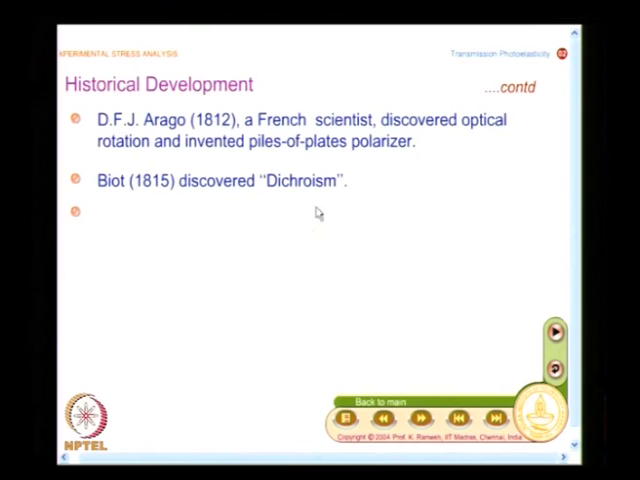This is important from the point of view of the Polaroid sheet that we have. I have simply said that if you put a Polaroid sheet, the natural light becomes polarized. How it functions as a polarizer, we have to understand. That understanding is better, because we are going to use the Polaroid sheet in and out in photoelasticity. So, it operates on the principle of dichroism. So, you have to understand what is dichroism.